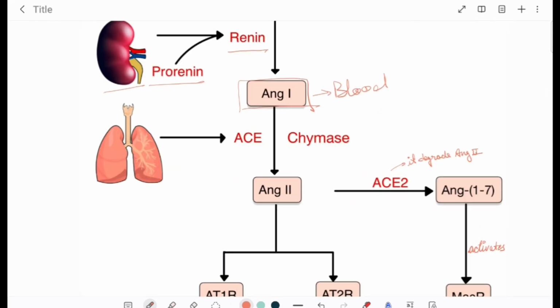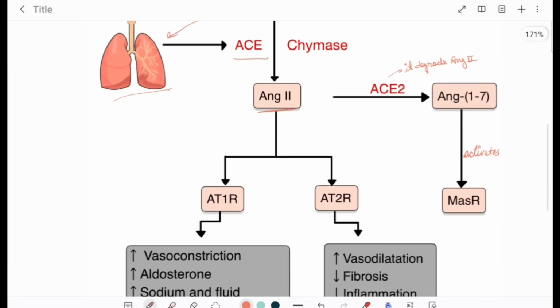Now this angiotensin 1 goes through our blood to our pulmonary circulation. Our pulmonary endothelial cells have angiotensin converting enzyme, which helps convert angiotensin 1 into angiotensin 2. So this angiotensin 2 is now in our blood, and it goes to its receptors, angiotensin 1 receptor and angiotensin 2 receptor.